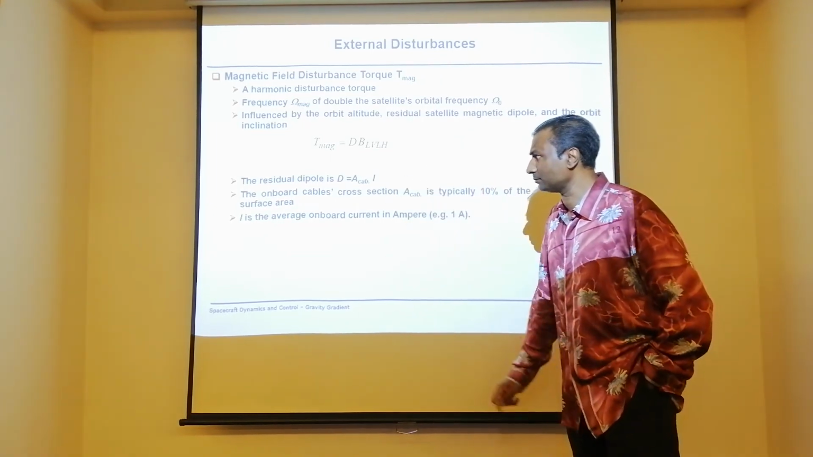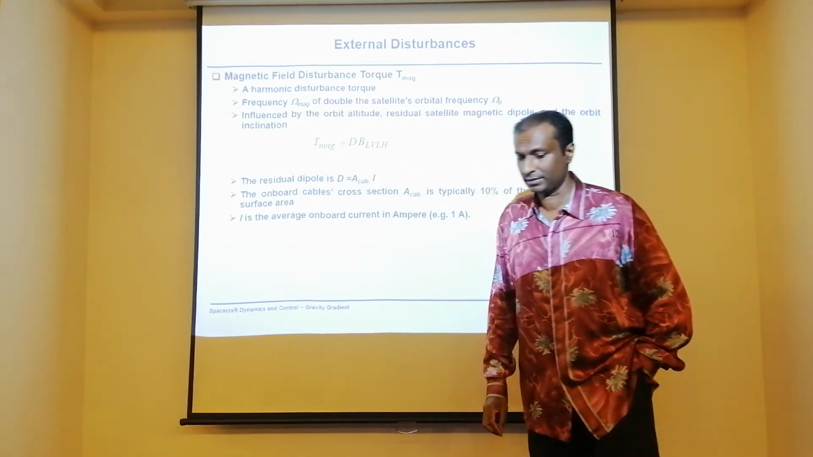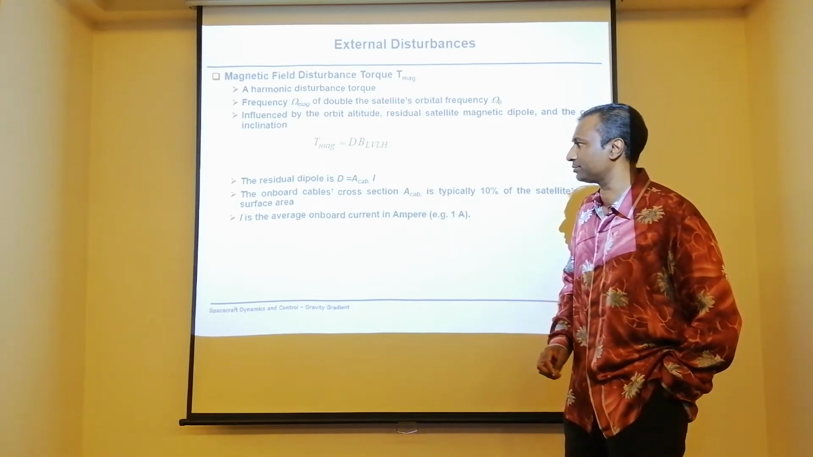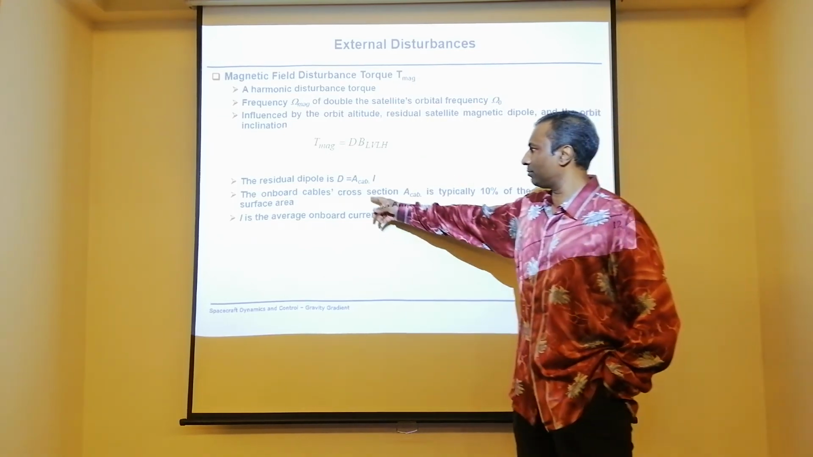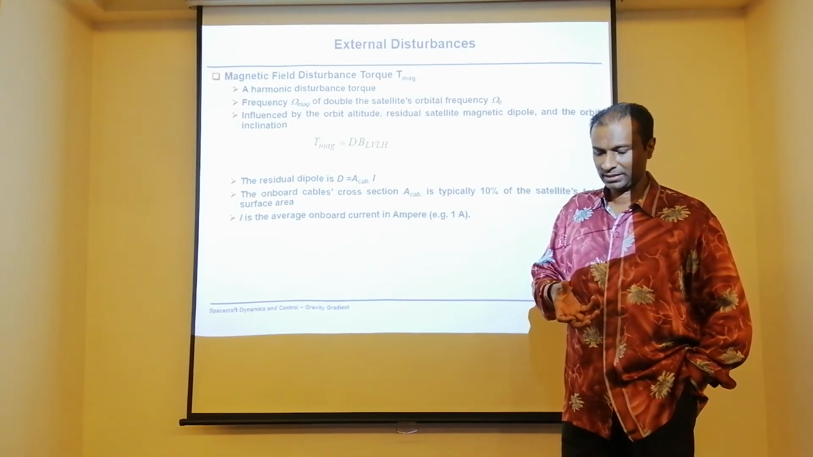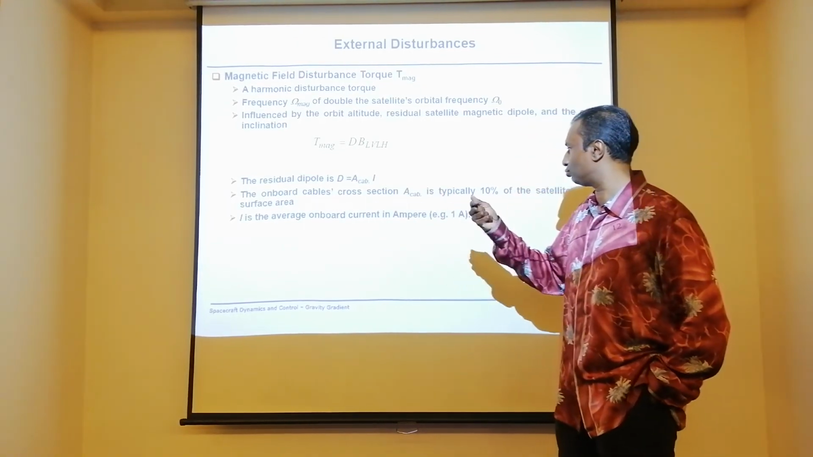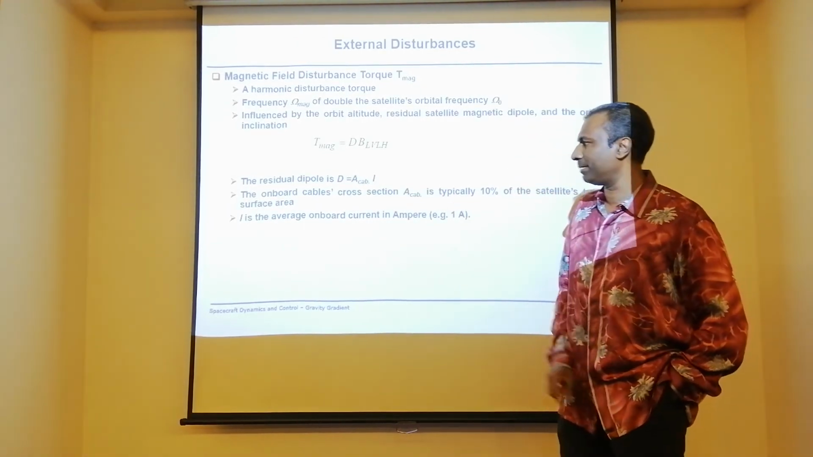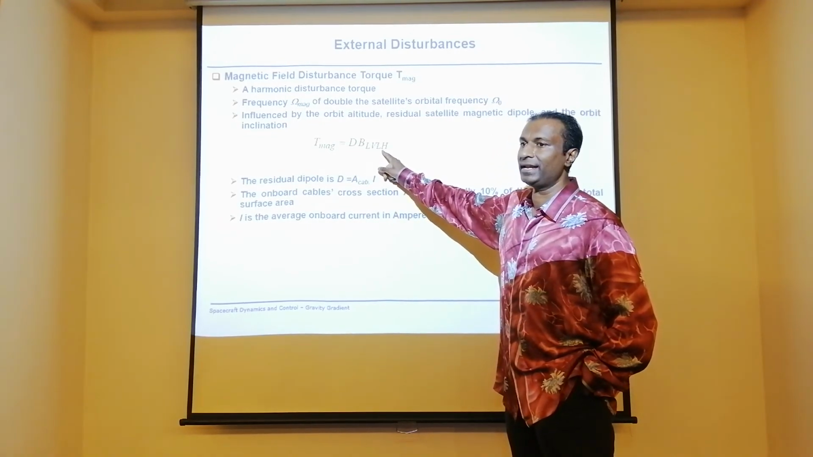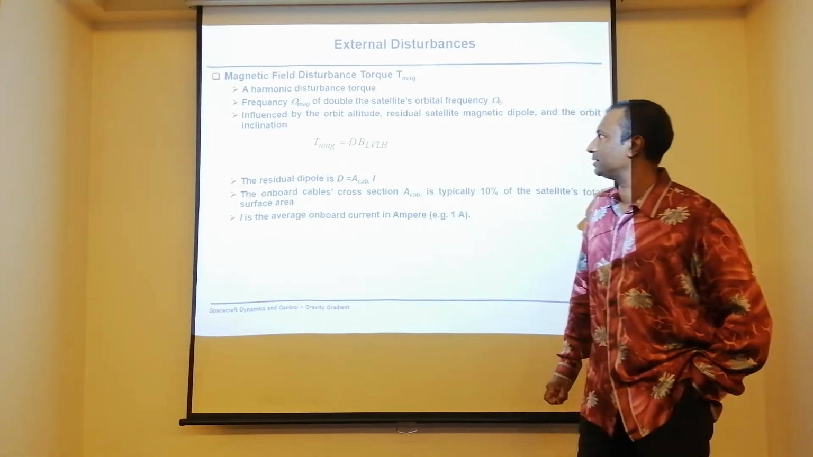So it is also caused by the wires that you have in the satellite. So it's called actually residual dipoles, because of the wires. Normally what we take is about 10% of the satellite surface, as the cross section of the wire, times the actual current going through the wire. Normally we take about 1 ampere. So this will be the dipole. But how to estimate the B in LVLH? Yeah, this is important. Let us see how to actually estimate this.